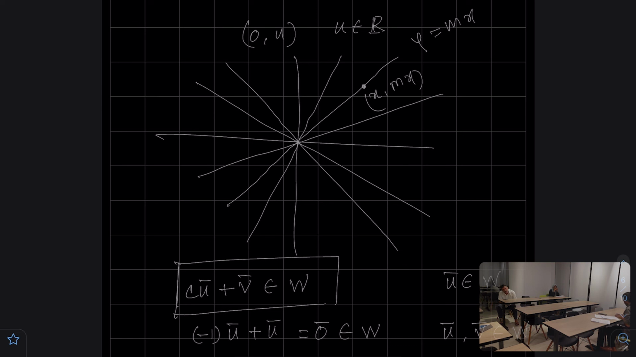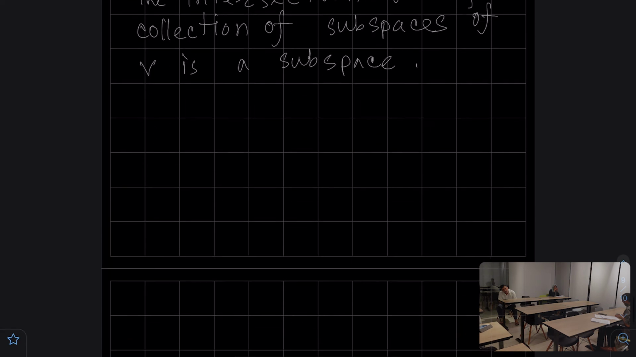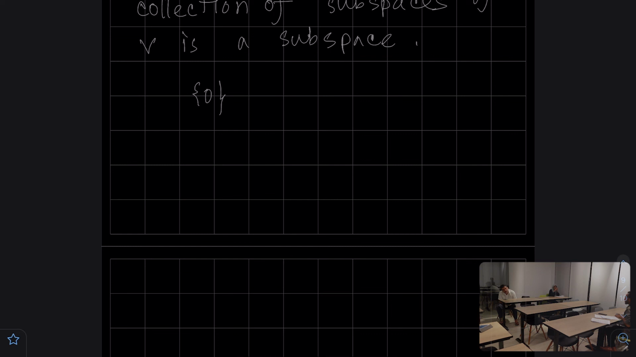Subspaces are disjoint. No, actually, they are not disjoint. The zero vector will always be there, common to all. Right. So they are not actually. The only element common is the zero vector. That means the intersection U1 ∩ U2 ∩ U3 ∩ ... ∩ UN contains only the zero vector, right?